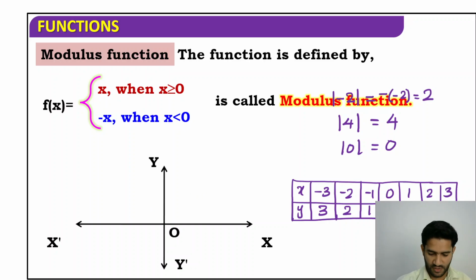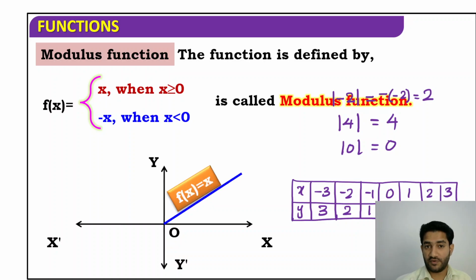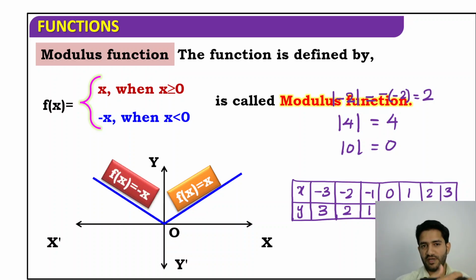So clearly we will get the right side of 0 just like an identity function. But on the left side, it is a mirror image of this identity function. Okay, the identity function is going like this, but it's just a mirror image, it's a reflection. So this is the graph for the modulus function.